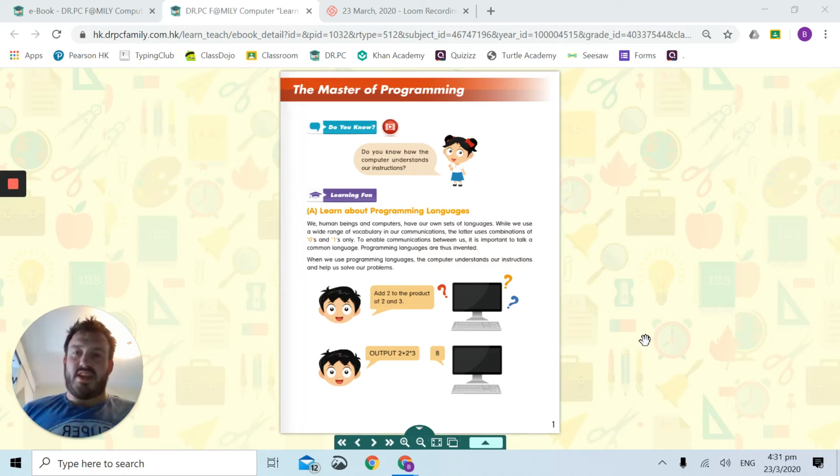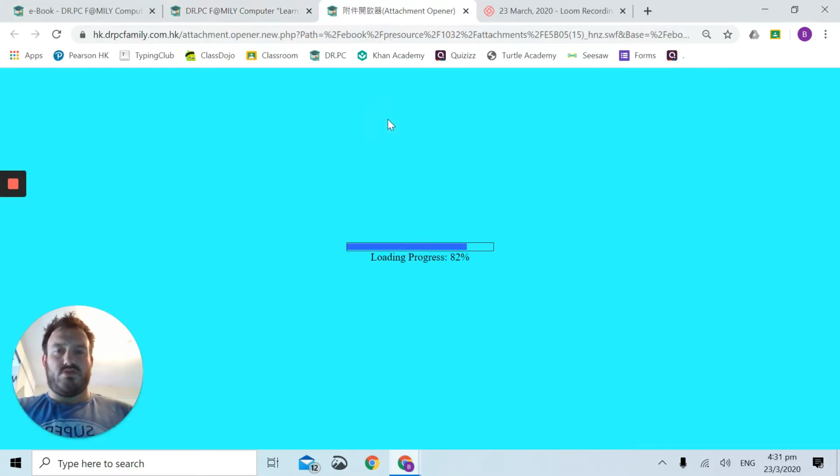We're going to be looking at the chapter called Master of Programming. So, do you know the computer understands instructions?